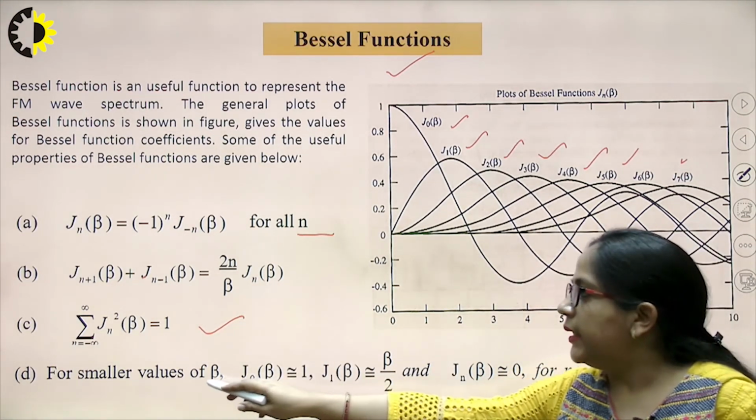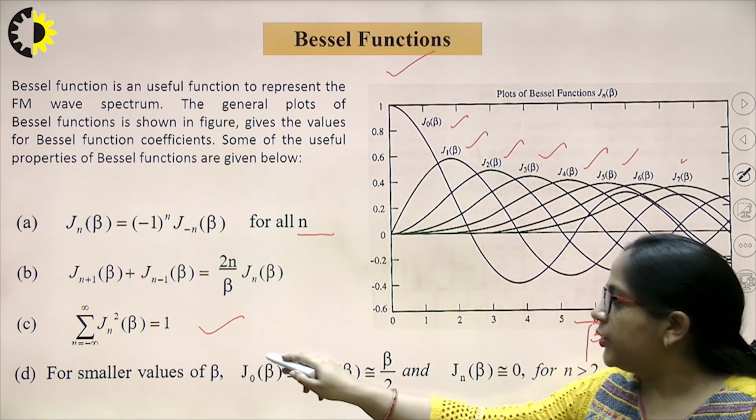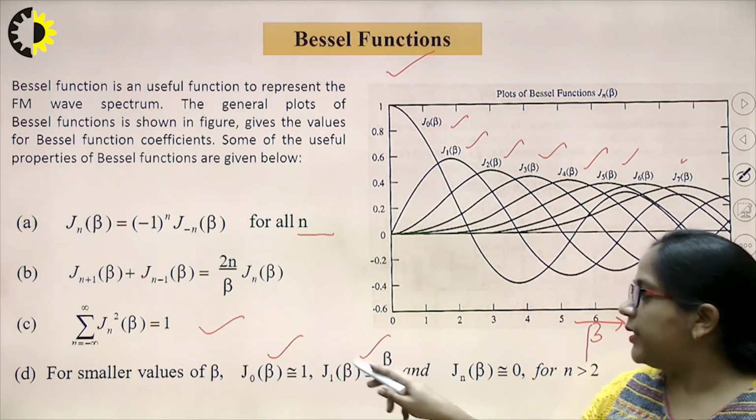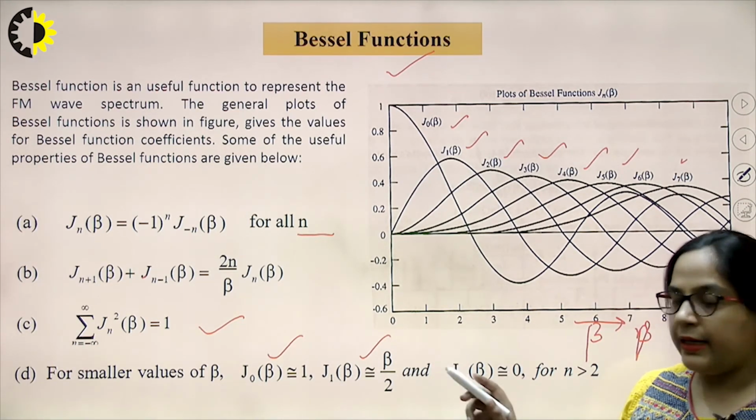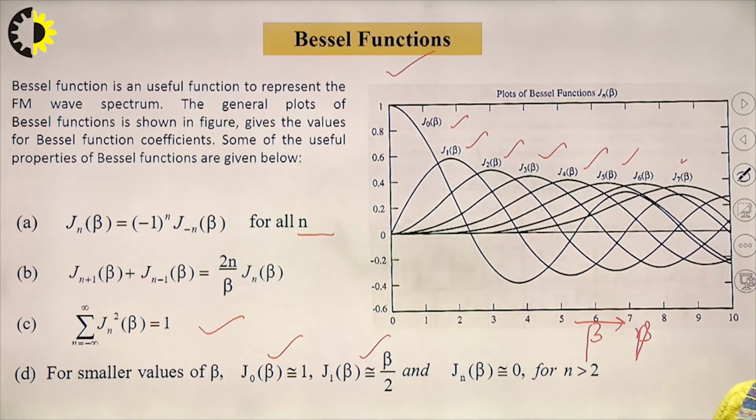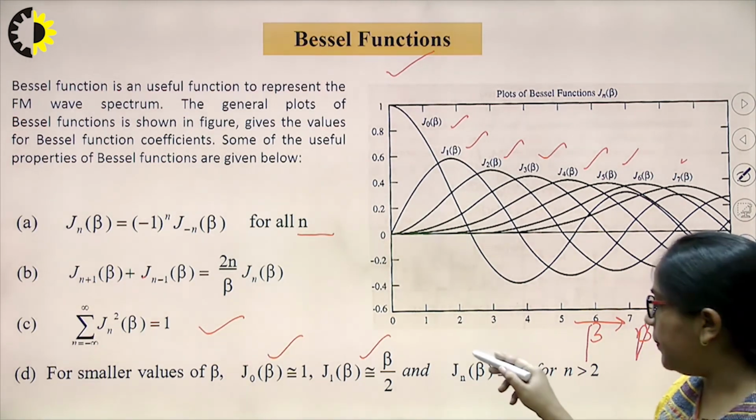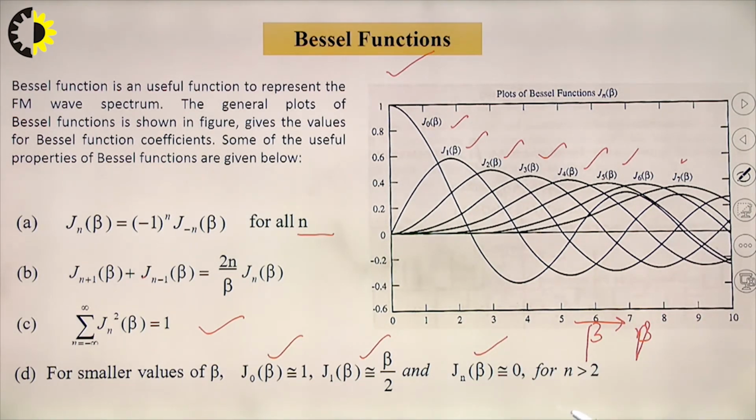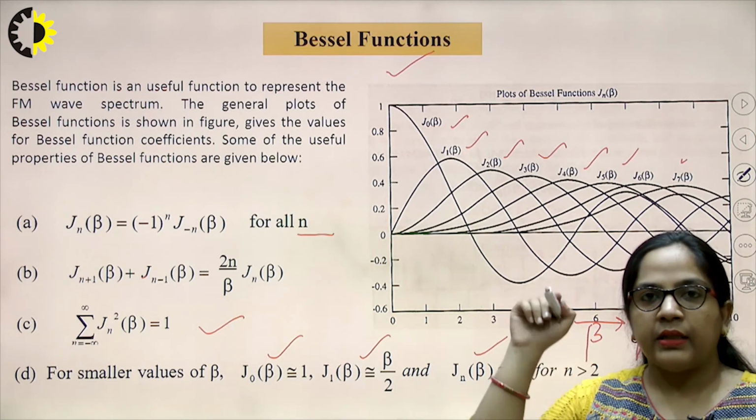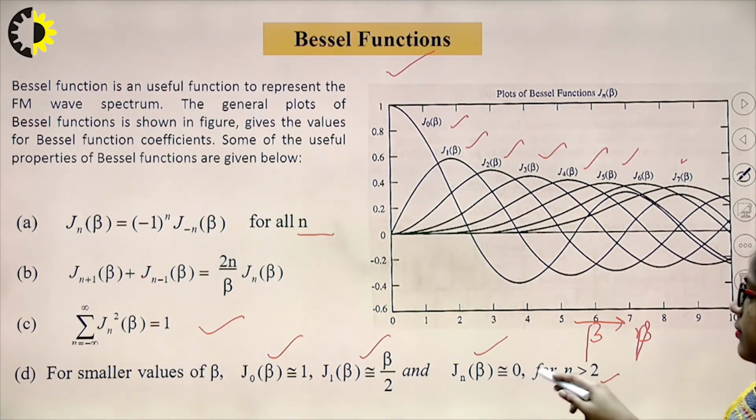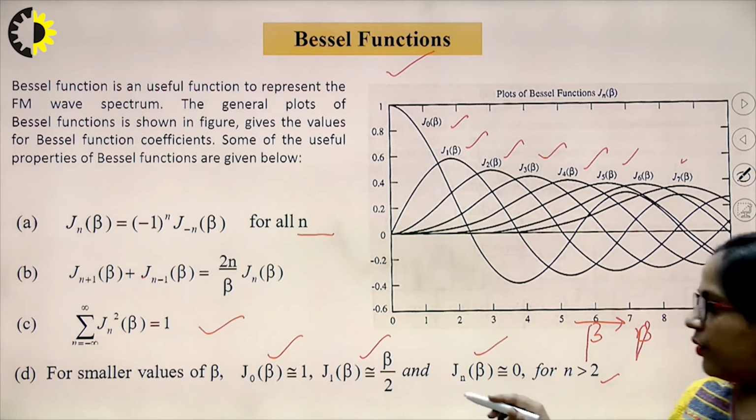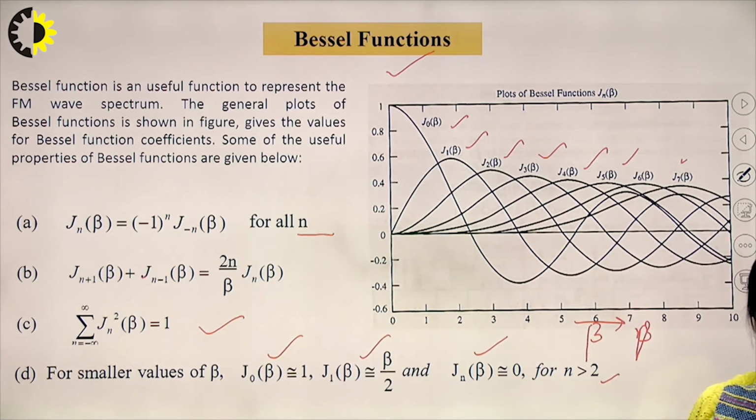The fourth property: for smaller values of beta, only the two sidebands are significant, that is J naught beta and J1 beta. The value of J naught beta is approximately equal to 1 and the value of J1 beta is approximately equal to beta by 2. And Jn beta is approximately equal to 0 for n greater than 2. So, if the value of n is greater than 2, we can say the value of Jn beta is approximately equal to 0 for smaller values of beta.